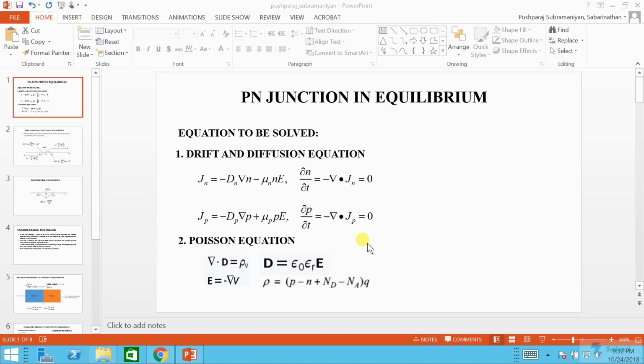In COMSOL, I am going to solve three basic equations. One is the drift and diffusion equation in the n side, and the drift and diffusion equation in the p side, and the Poisson equation. Here you could see this is the diffusion term and this is the drift term. Since it's in equilibrium, these are the boundary conditions to be applied. I am going to couple these drift diffusion equations and the Poisson equation in the COMSOL PDE solver.